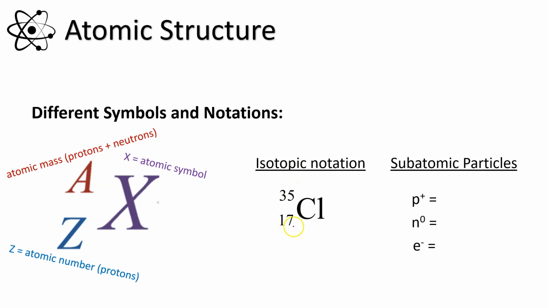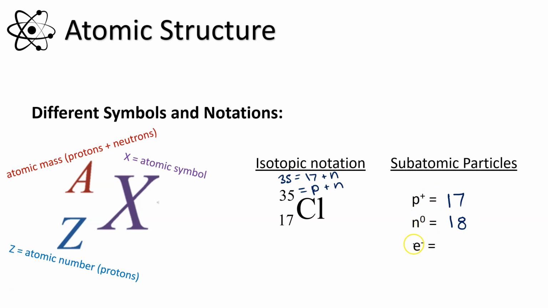I'll start in the bottom left because it's the easiest one. 17 in the bottom left means it's got an atomic number of 17, which in other words is 17 protons. To get the neutrons, I have to remember that this 35 is equal to the protons plus the neutrons added together. So essentially 35 is that 17 plus some mystery number. If you do a little bit of math there, 35 minus 17 tells me that there's 18 neutrons.